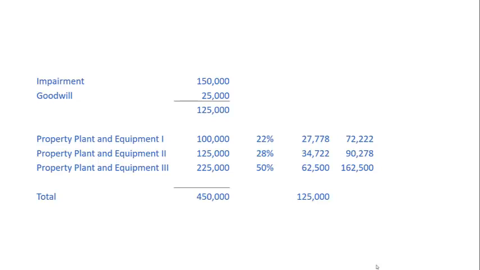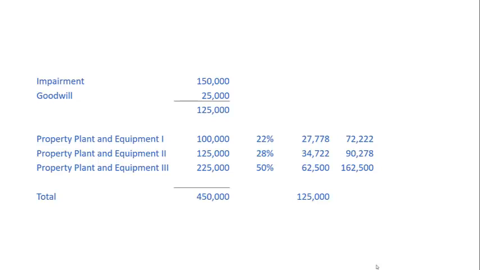And each of the assets represents 22%, 28%, and 50% of the book value of property, plant, and equipment. The standard requires that you allocate the impairment proportionally to each of the assets in proportion to their relative book values. So in this particular case, because asset 1 represents 22% of book value, we'd allocate 22% of the impairment to asset 1. So $27,778. And you repeat that for assets 2 and 3, and you can see that it results in an allocation of $125,000. And we calculate the revised book values.